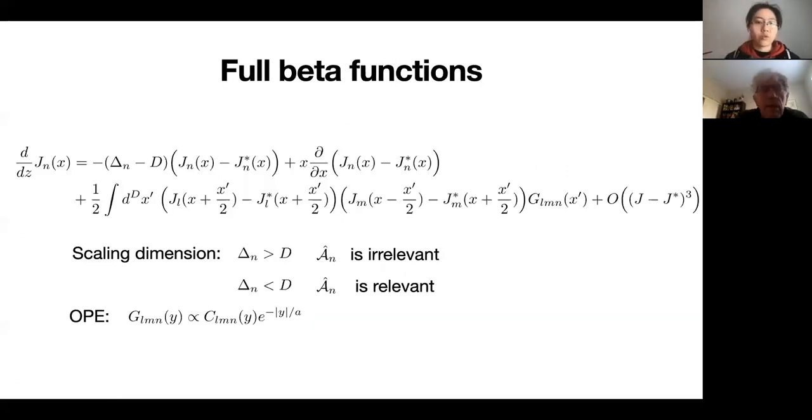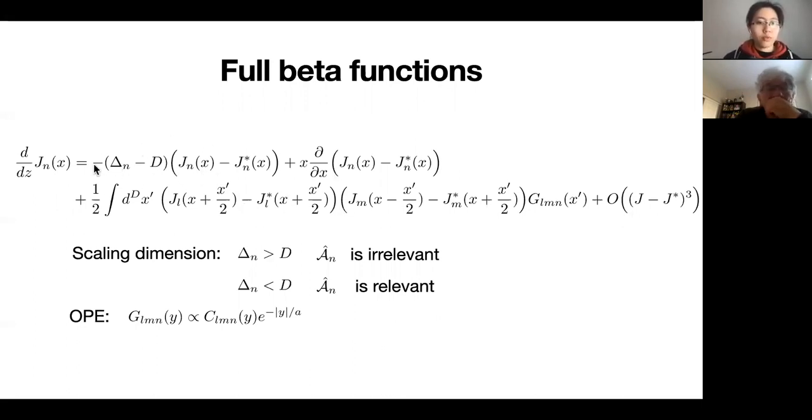Here is the result. I directly give you the result. Here is the beta function for the nth scaling operator, where J_n is the coupling of that scaling operator. I get the result up to the quadratic order. Of course, we can work out the higher order terms by using the information of higher order scaling operators and OPEs, but here we stop at the quadratic order. Let me explain those terms to you one by one.